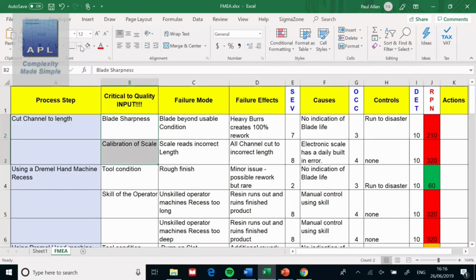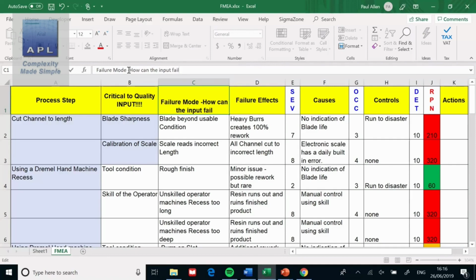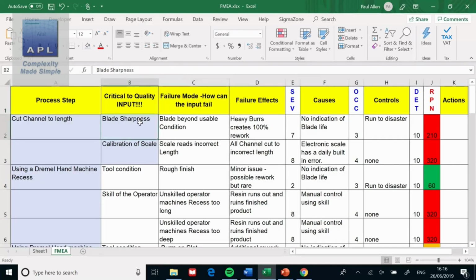Then it says, if we don't have sharpness, what will we get? Well, blade sharpness. If the blade sharpness goes wrong, failure mode. Now this is, again, how can the input fail? So the input was blade sharpness. How can the input fail? Well, the blade goes beyond its usable condition. That's the failure mode for the input side.